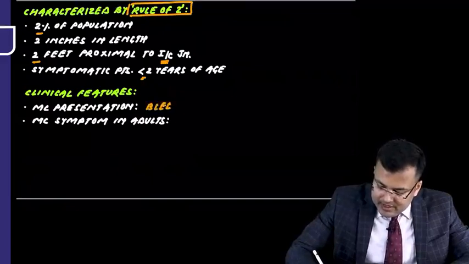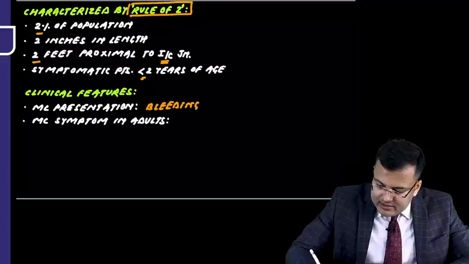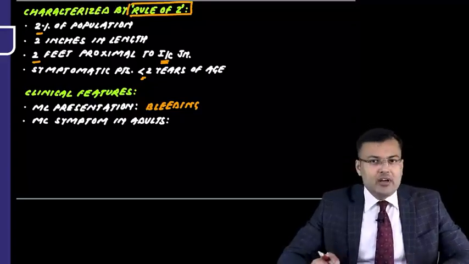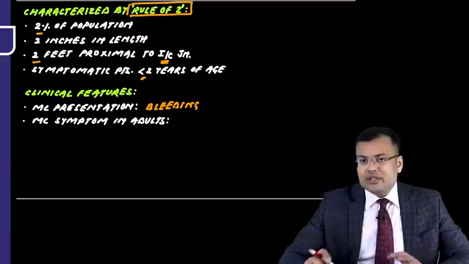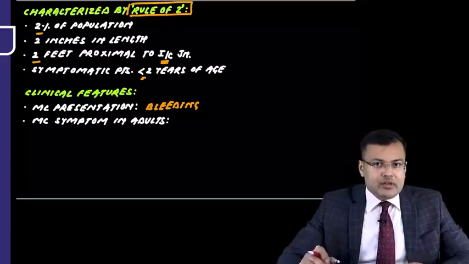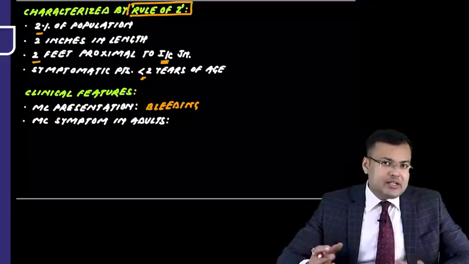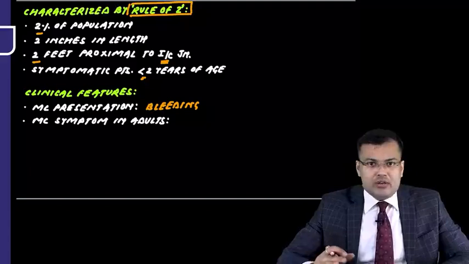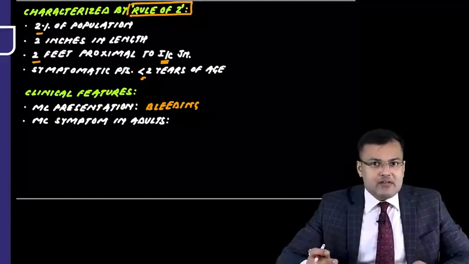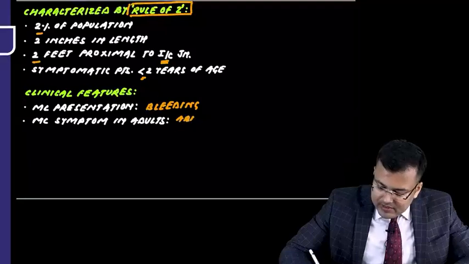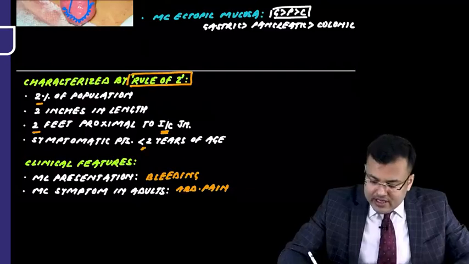But what is the problem in adults? Most common symptom in adults. Imagine if the patient is not symptomatic in childhood, it means in the majority of such patients there is no ectopic mucosa. So here there is abdominal pain, and what is the cause of abdominal pain? Sometimes it is because of volvulus, sometimes intussusception, and sometimes because of diverticulitis. So the most common symptom in adults is abdominal pain. So how can we detect this ectopic gastric mucosa?